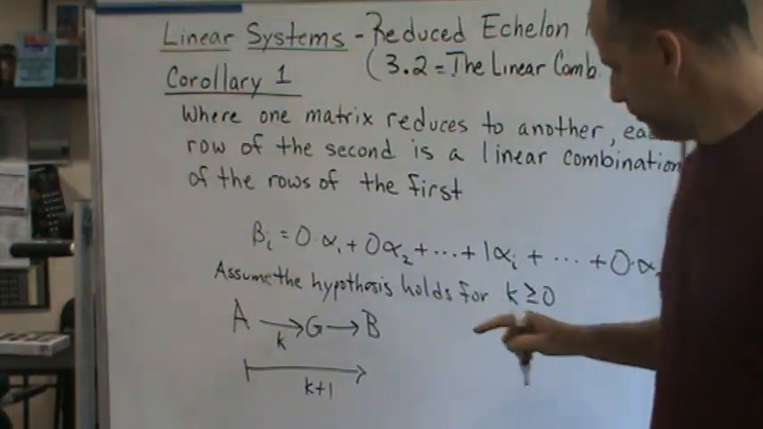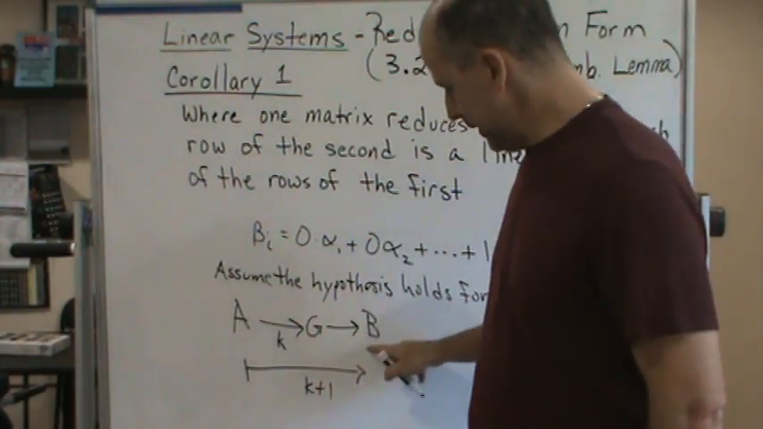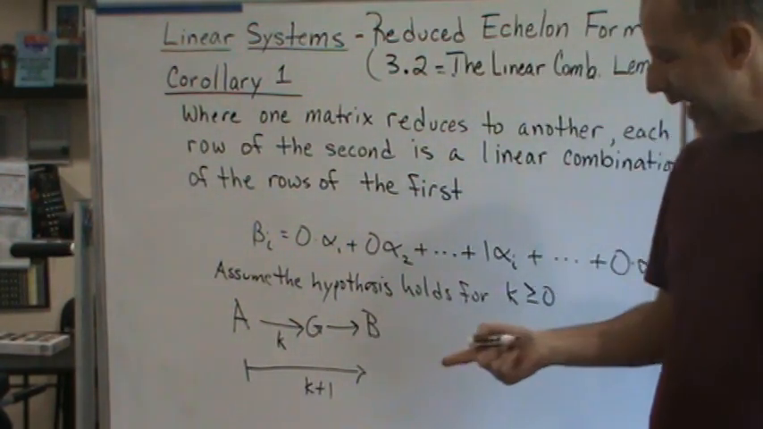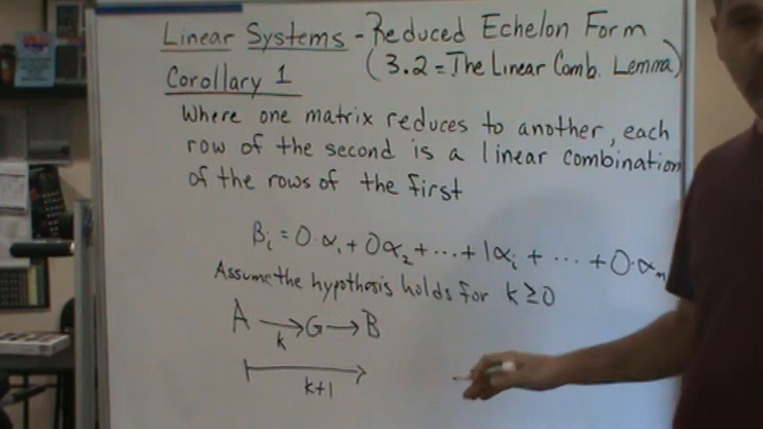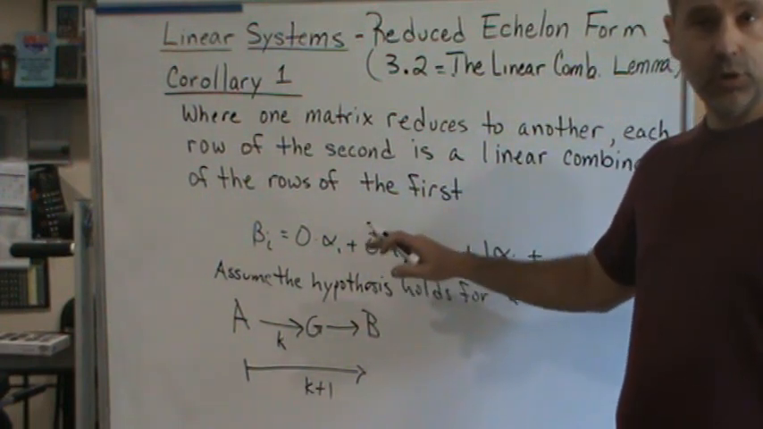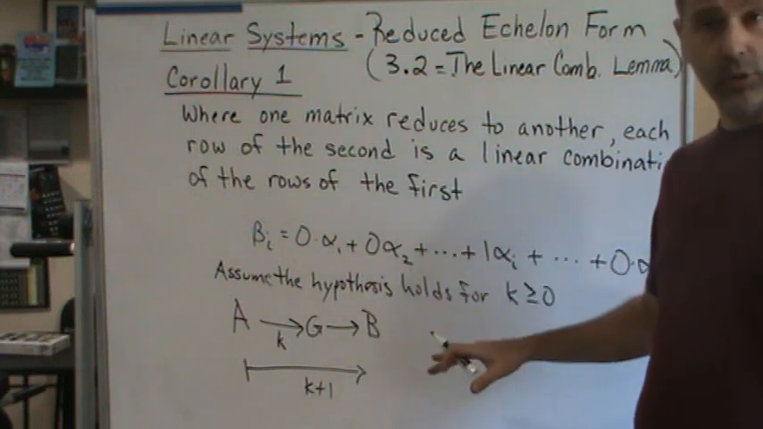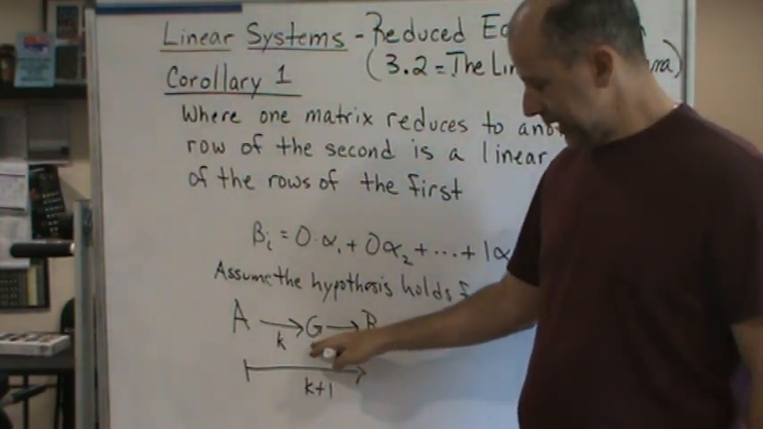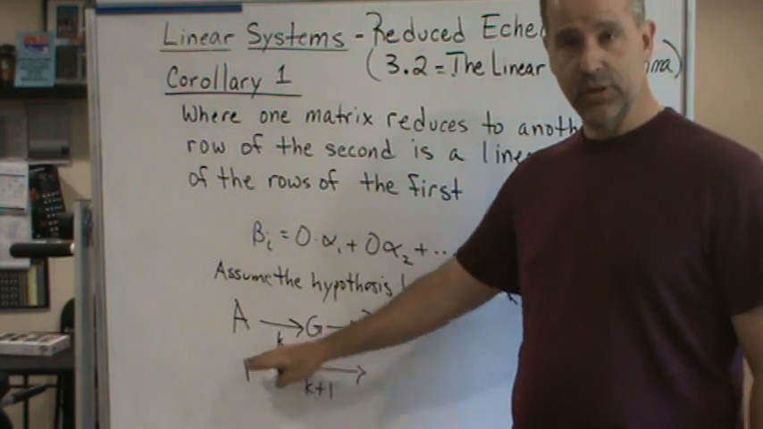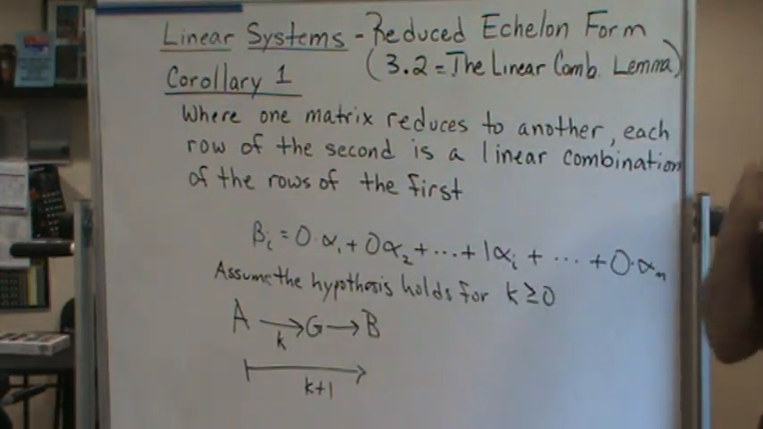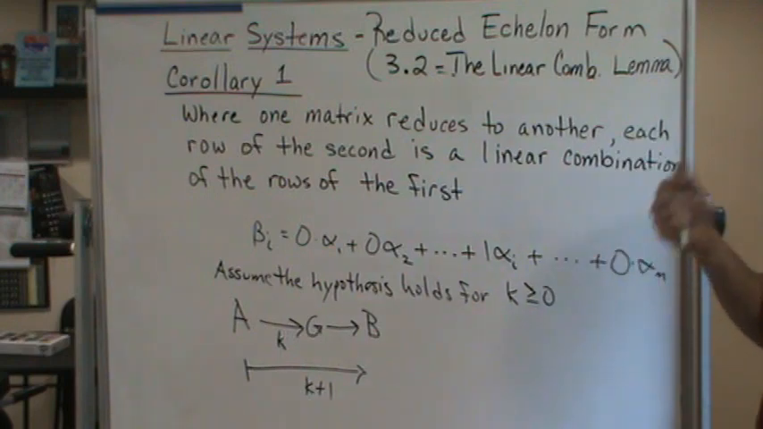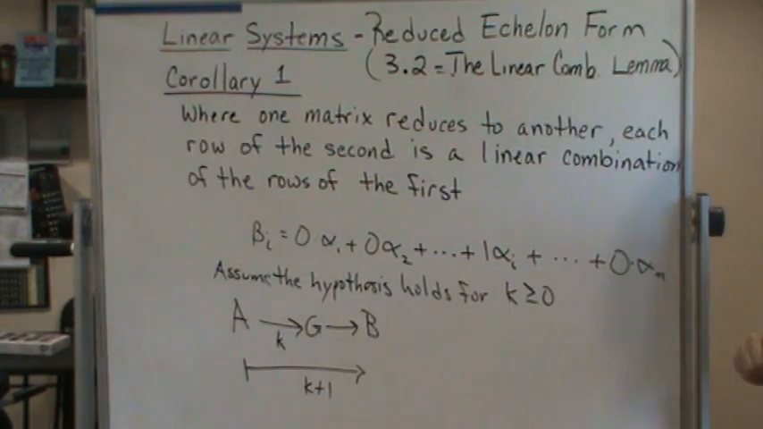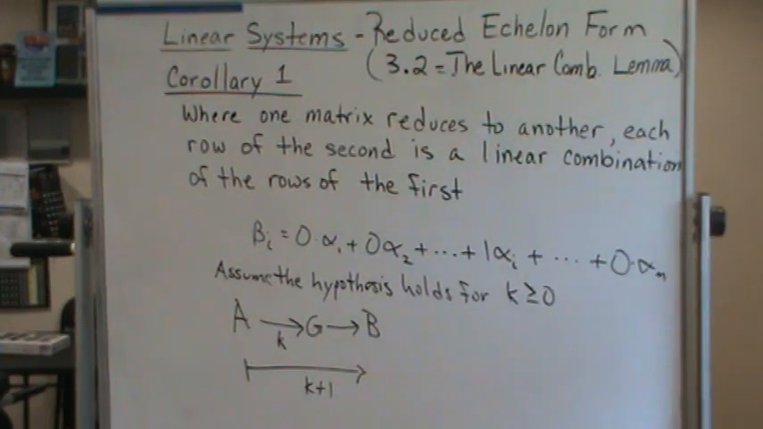I'm not going to write this down, let's talk about it. If to go from G to B is just swapping two rows, well, what happened there? Nothing's changed. All we did was swap the order of the rows. They're still linear combinations of G, which are linear combinations of A. So we didn't change the fact that they're linear combinations of A to go from G to B. So no problem there, right?